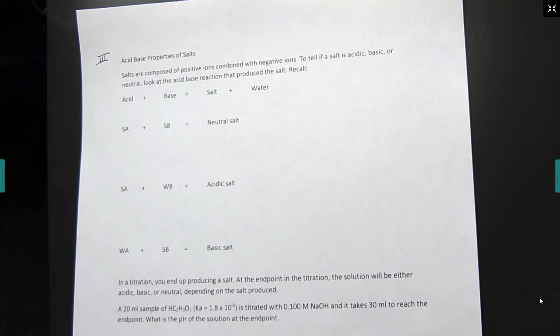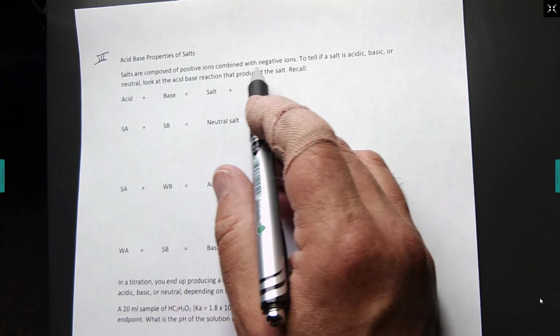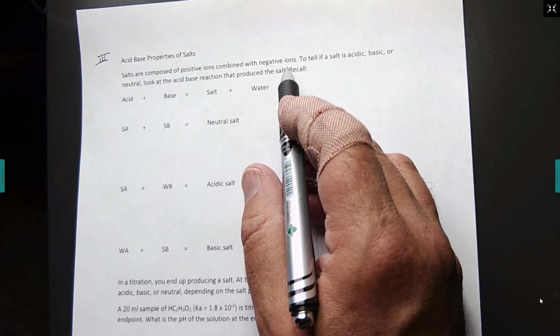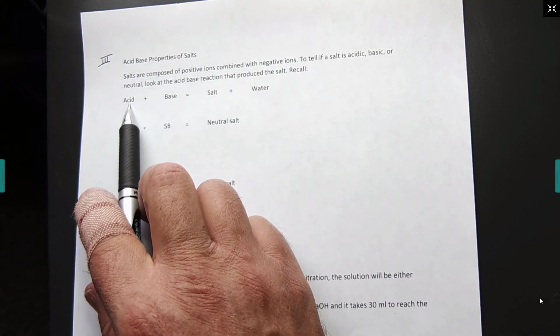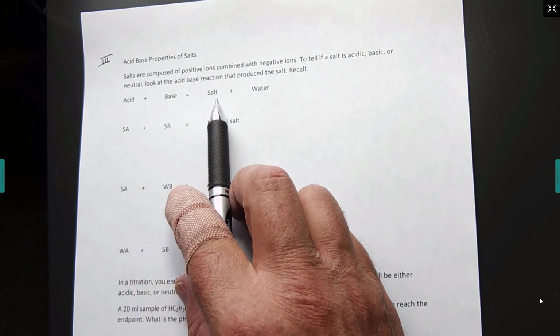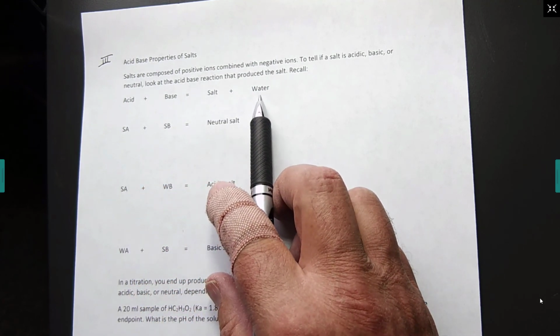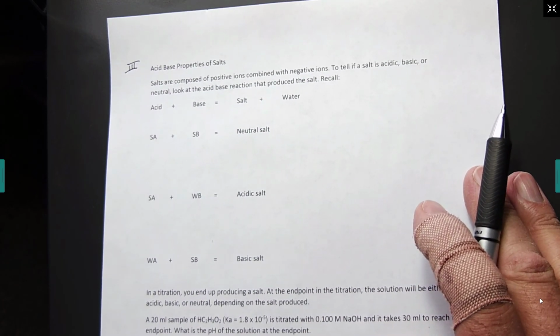Salts, of course, are compounds where you have a positive ion, the cation, combined with a negative ion, the anion. You might recall from Chem 1, they probably beat this into your brain: an acid plus a base react to produce a salt and water. So, how do you tell if a salt is acidic, basic, or neutral?